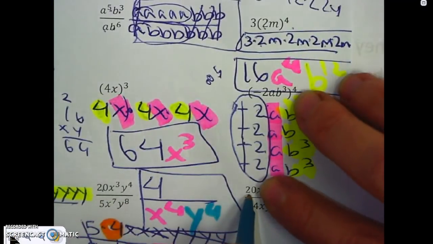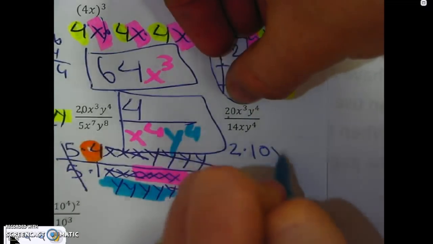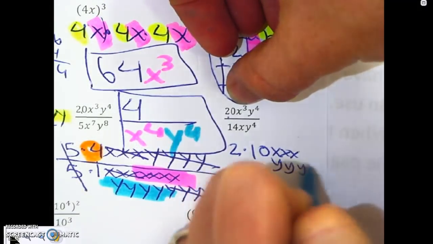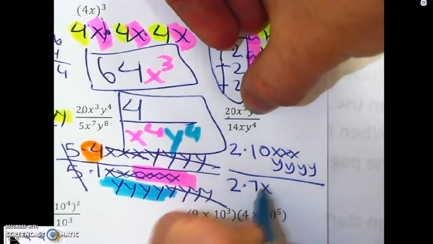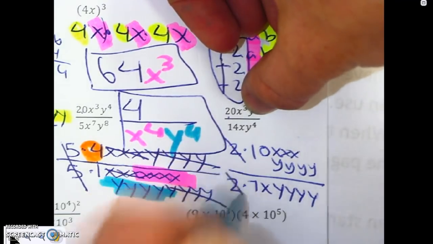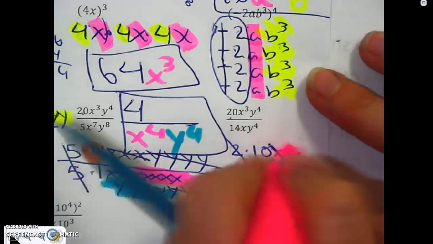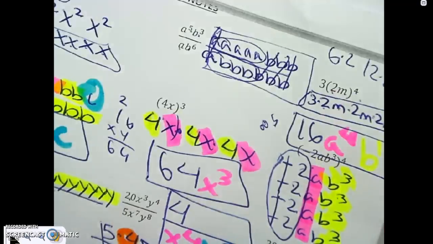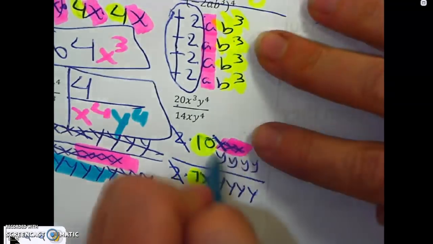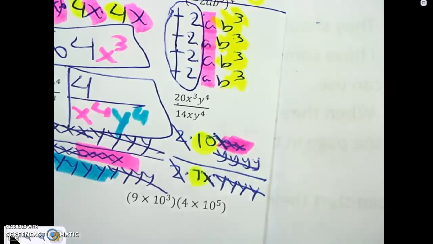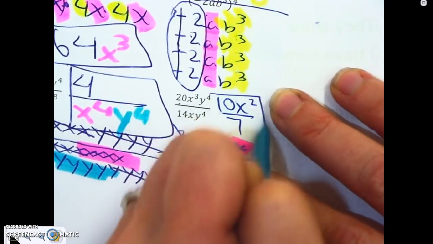So let's do the next one. 20 is 2 multiply 10. Okay? X, x, x. Y, y, y, y. That's the top. The bottom: 2 multiply 7. X. 4 y's. 1, 2, 3, 4. 2 here, bye-bye. 1 x and 1 x. I'm left with 2 x's here. I'm left with a 10 here and a 7 here. And then when I look, all the y's are gone. So I don't have any y's left. So I'm left with 10 x squared over 7.